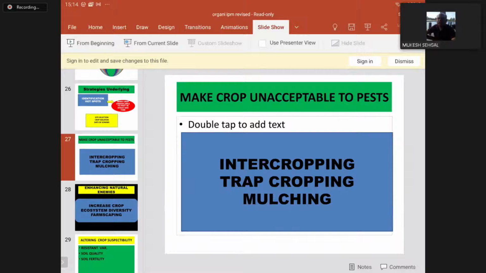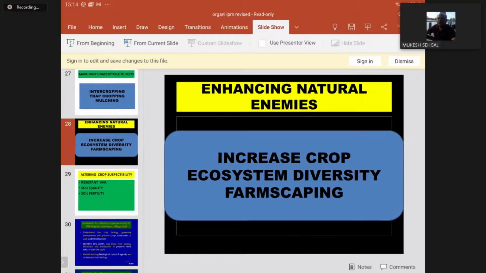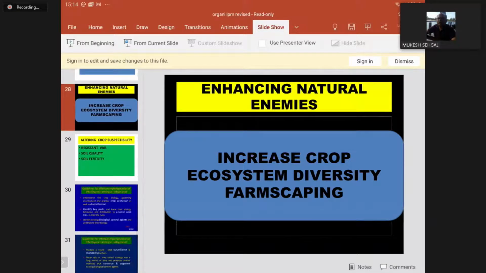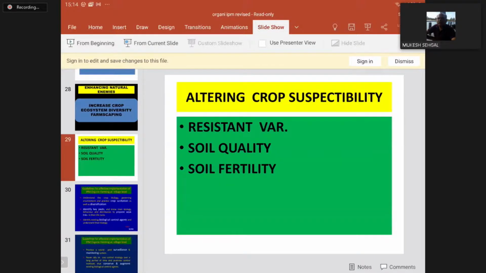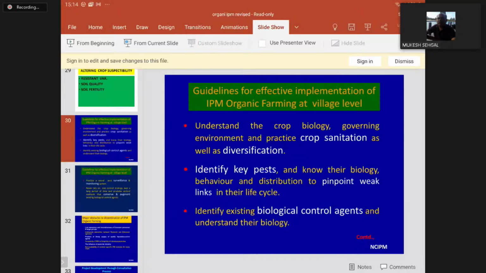We have to make the crop unacceptable to the pest. Intercropping, that she has already explained. Enhancing the natural enemies, I already told you that. For the straw bundle, we are going for spider multiplication, and then growing resistant varieties, and looking at soil quality and soil fertility. Now I have come to the guidelines. I will just take 4-5 minutes.